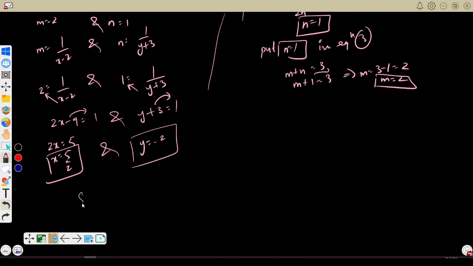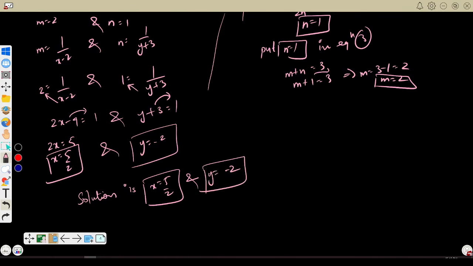So the required solution is x is equal to 5 by 2 and y is equal to minus 2. I hope these solutions are clear to you. Now we'll move on to the next sum.